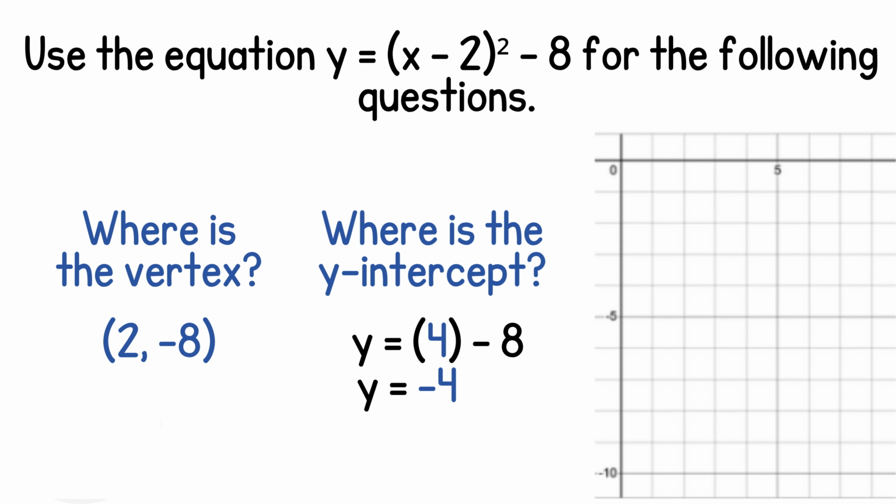Now let's graph this equation since we know the vertex and the y-intercept. We'll start by plotting the vertex. So we'll put this at (2, negative 8). And then we know our y-intercept is negative 4. So we'll put this on the y-axis at negative 4. Since we know that the line of symmetry happens at the vertex, we can put another point directly across from it to show that mirror that the line of symmetry would have. Now we'll just connect the dots.